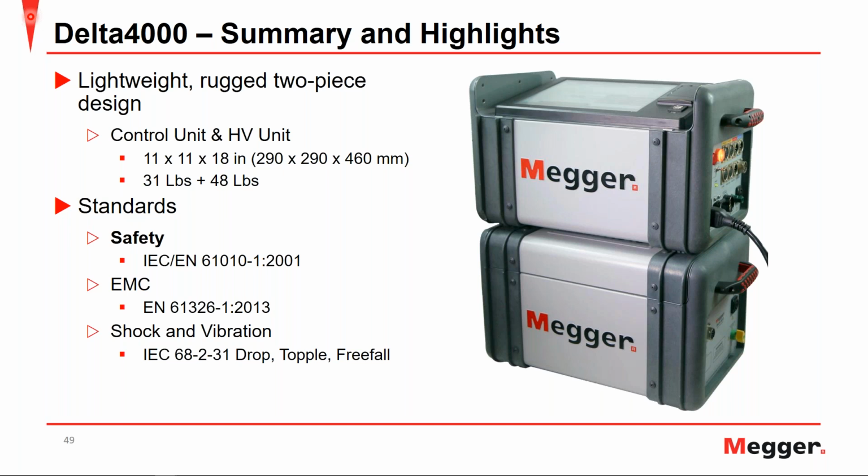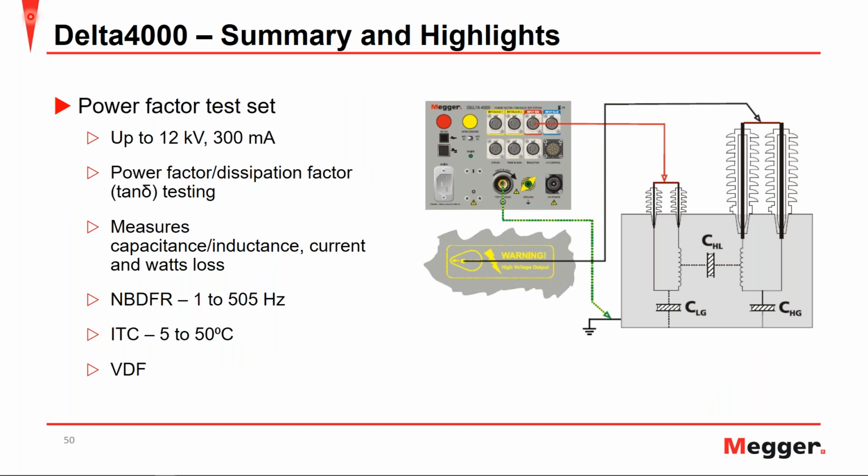It was designed and manufactured with standards such as safety standards, the EMC standards, and shock and vibration standards in place. The Delta 4000 is a power factor test set that's capable of 12 kV and 300 milliamps and measures capacitance or inductance, current, and watt loss. It is capable of narrowband dielectric frequency response from the range of 1 to 505 Hertz, individual temperature correction in the ambient temperature range of 5 to 50 degrees C, and utilizes the voltage dependence factor functionality.